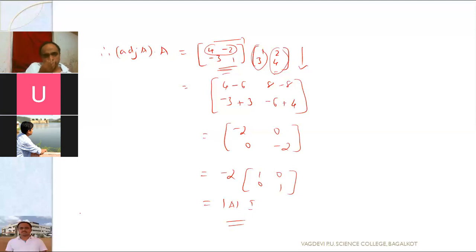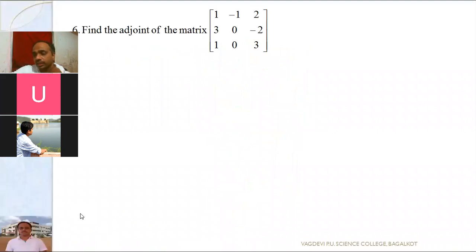Okay. If it's clear, I'll go to the next. Next question. Find the adjoint of the matrix. Similar question, not exactly the same. Only find the adjoint. Don't verify A into adjoint A. Don't multiply, please. Only find the adjoint of the matrix.